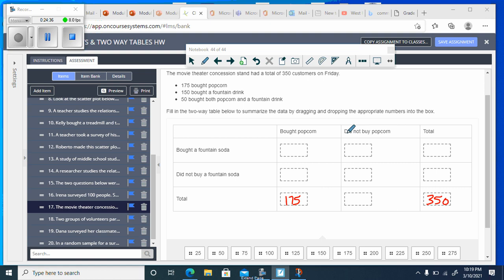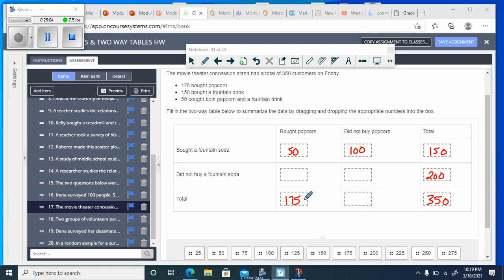150 bought a fountain drink. That would be a total over here, 150. 50 bought both popcorn and a fountain drink, so 50. If this is 50, that's got to add up to 150, so this is 100. If this is 150 and that's 350, our total, then this has got to be 200. 350 minus 150 is 200.